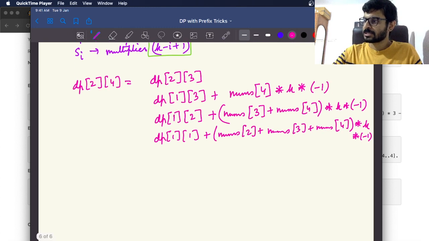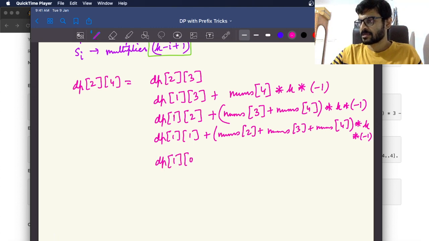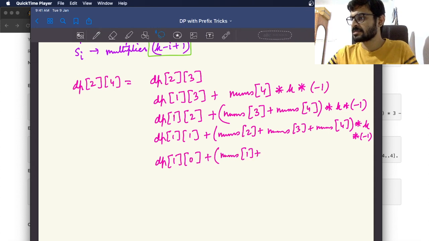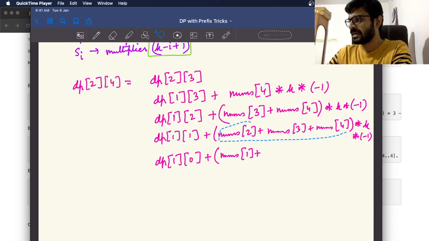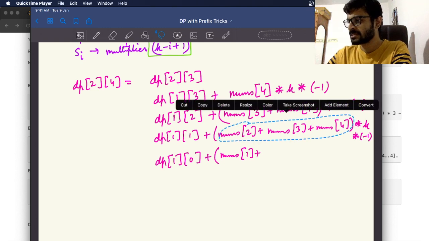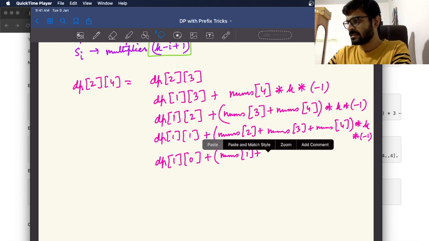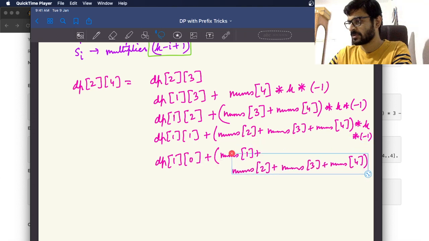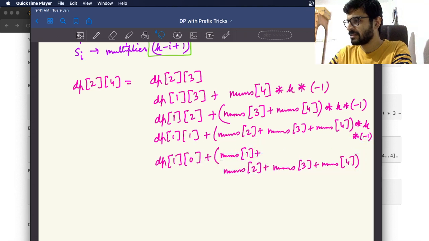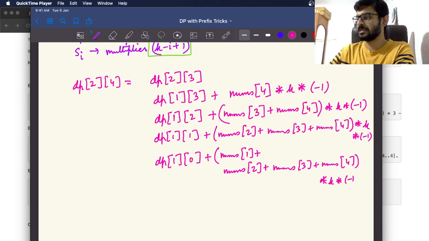You can have another possibility as well, which is dp of 1, 0 plus nums of 1 plus all these things. The entire thing you are saying that you will take in this particular step. Whether it is possible or not, I'm leaving, you can judge that. Into k into -1. These are my possibilities.